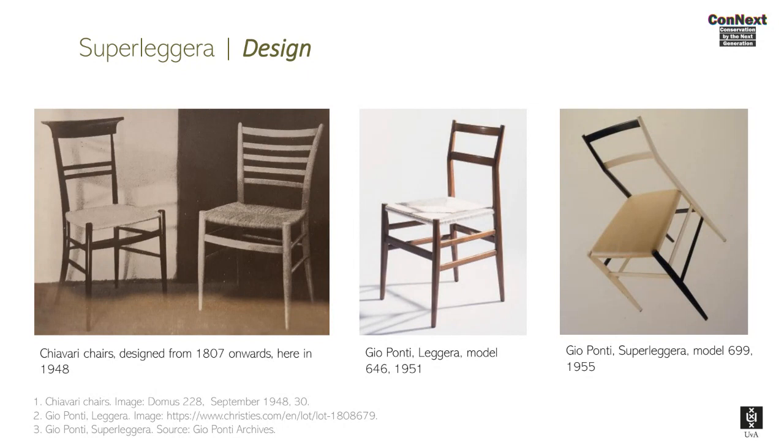Here you see two examples of them on the left. Ponti designed several versions of his own, striving for lightness and for the archetypical shape of a chair, while using modern as well as traditional materials. And he has also used a certain playfulness. In 1951, he designed the successful Leggera, and in 1955, together with the furniture makers of Cassina, the Superleggera, also known as model 699.